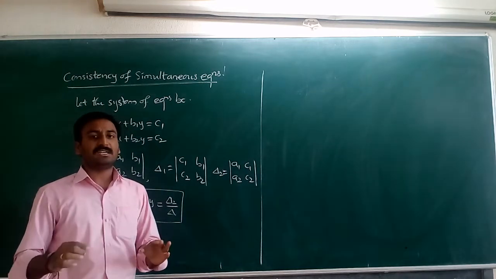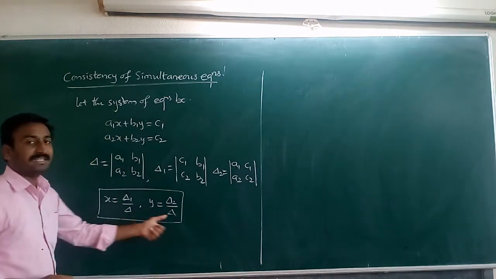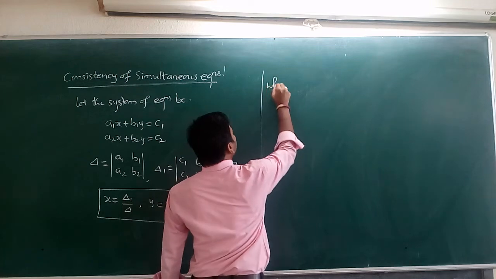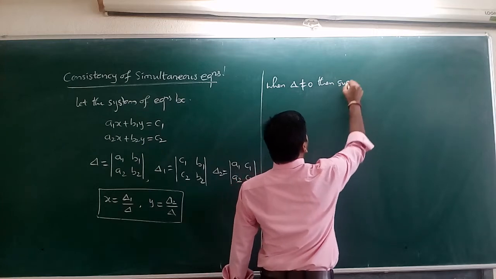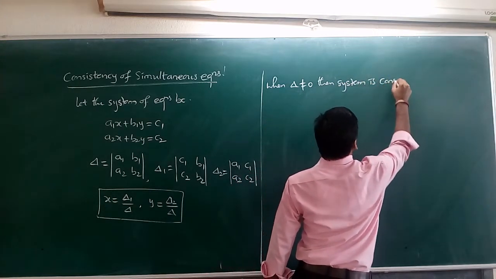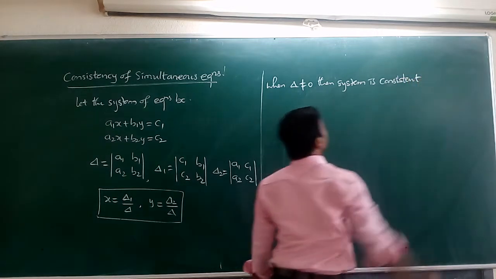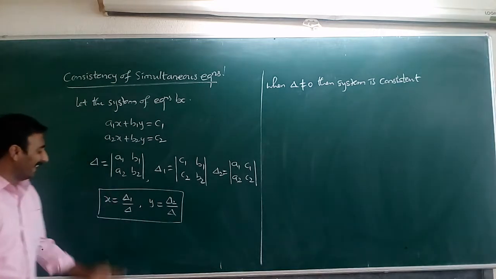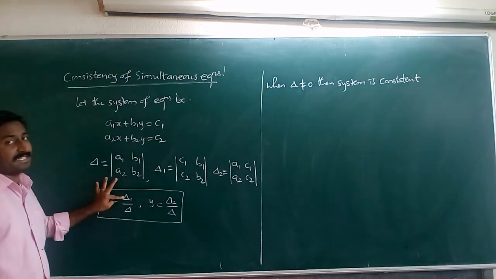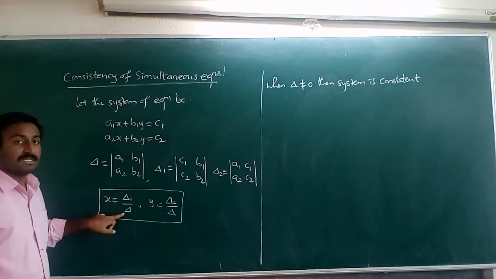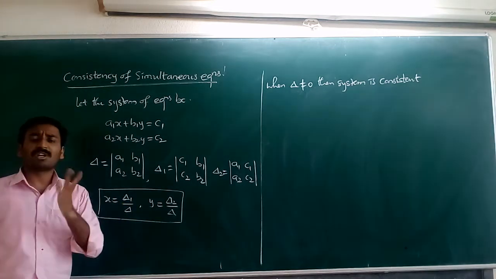So in consistency, we can talk like this: the system is consistent, or there exists a unique solution, when delta is not equal to 0. When delta is not equal to 0, then the system is consistent. It's very simple. Next we come to delta 1 and delta 2. Very important. If delta 1 is 0, then the problem arises. Suppose delta 1 and delta 2 are non-zero.